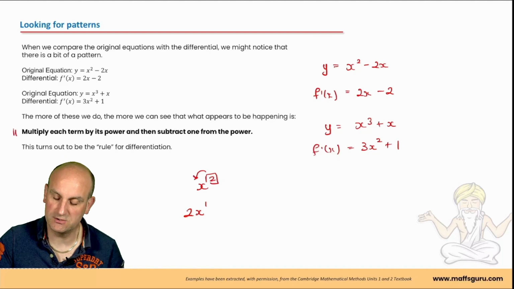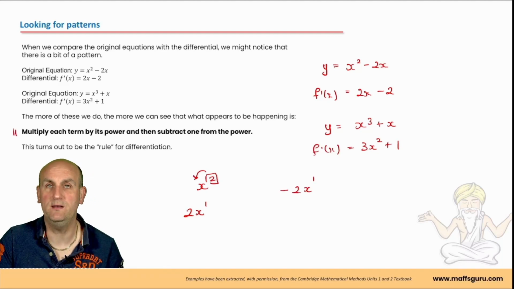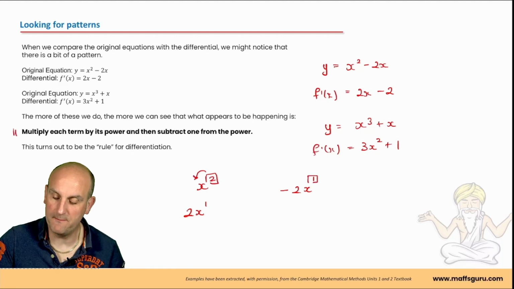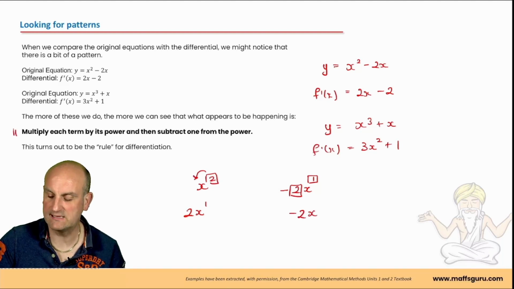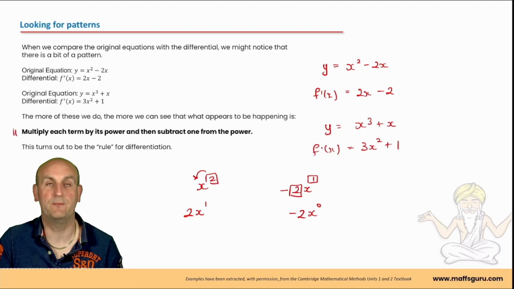If I look at minus 2x, that's currently got a power of 1. So I'm going to multiply my power by what's in front of my term, or what's my coefficient. So minus 2 times 1 is minus 2. X, and I take 1 off the power, which becomes power to the 0.